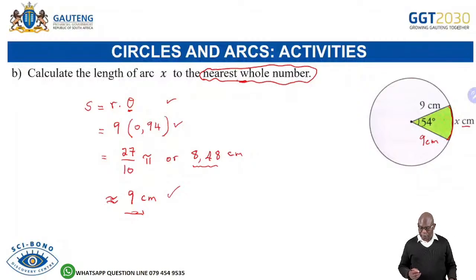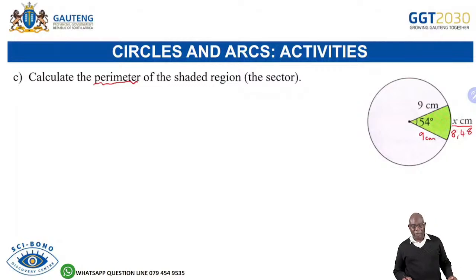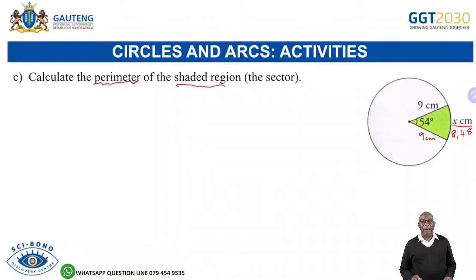Okay, right. Now, the next question here says calculate the perimeter. Sometimes these questions are a challenge because we don't understand the terminology that is being used, but we know what to do. I already know that this side here is going to be 8,48. This side here is 9 centimeters. Right. So now I need the perimeter of the shaded region, which is the sector. So I just need the perimeter.